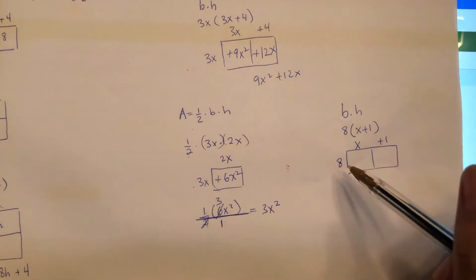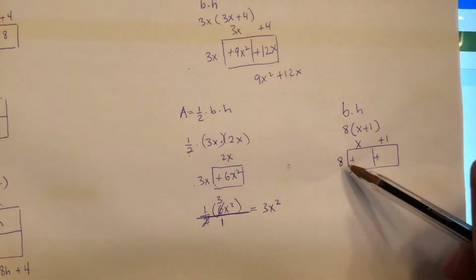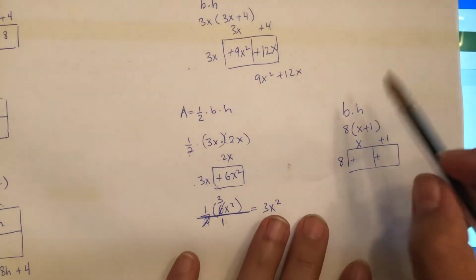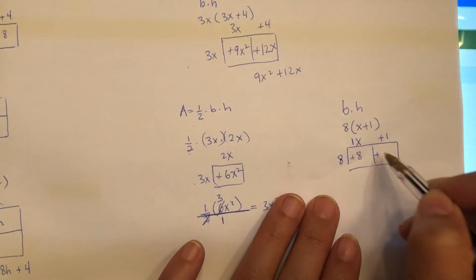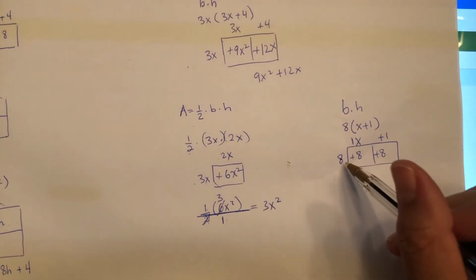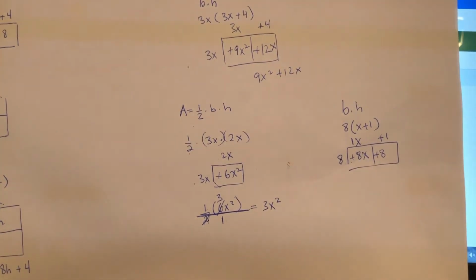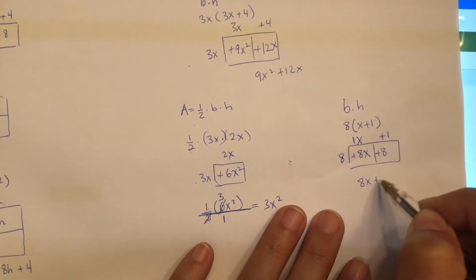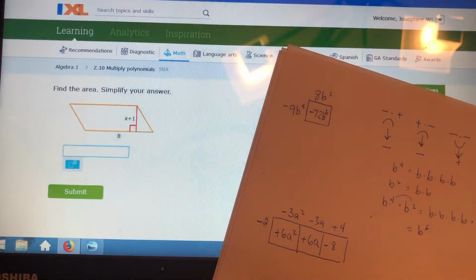All right, start with the signs. A positive is a positive. A positive is a positive. And then you have numbers next. 8 times what number goes here? Invisible 1. So 8 times 1 is 8. 8 times 1 is also 8. Then do the variables. No variable times x is x. No variable and no variable is no variable. So your answer is 8x plus 8, because I only had to do base times height. So 8x plus 8.